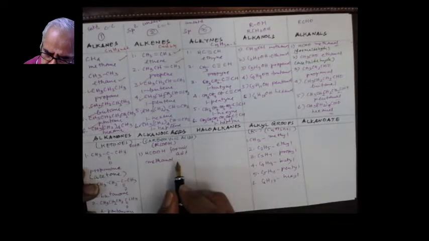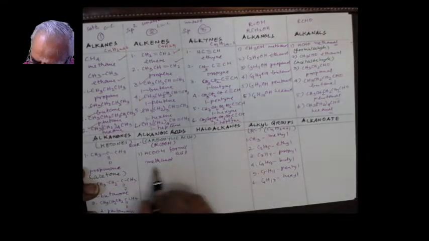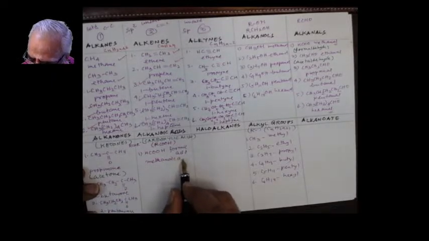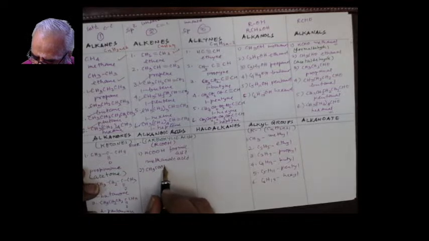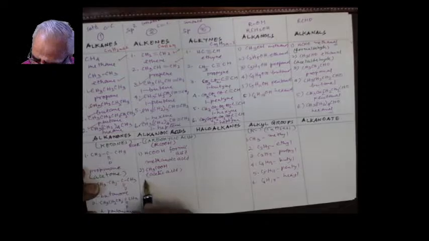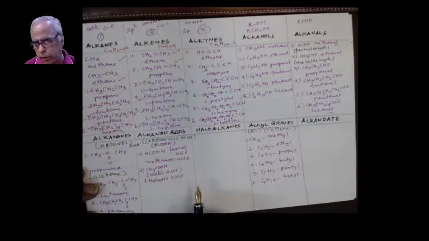Formica means ants. So this formic acid is present in ants. So that is why it's called formic acid. Methanoic acid. And then CH3COOH. That is also called acetic acid. IUPAC, ethanoic acid. Eth means 2 carbon atoms, so it is ethanoic acid.